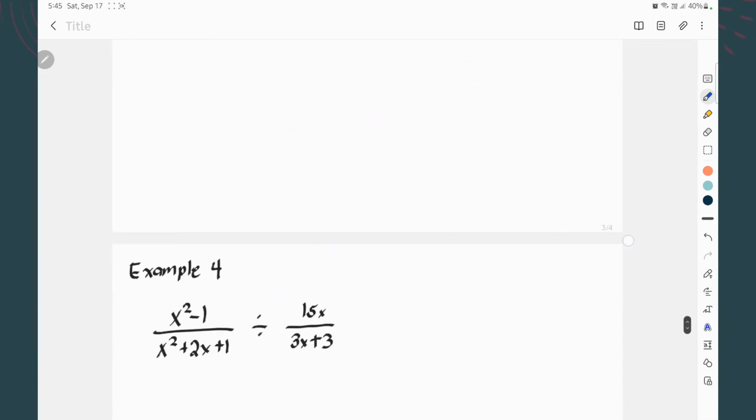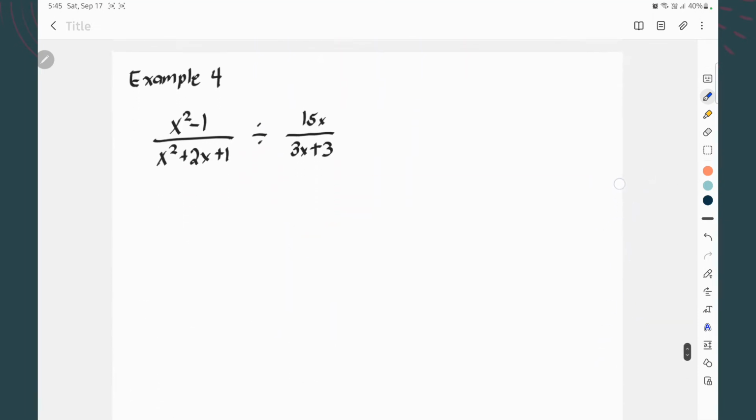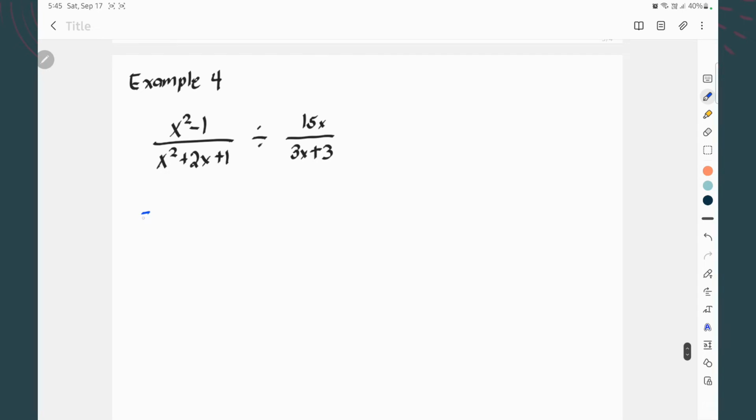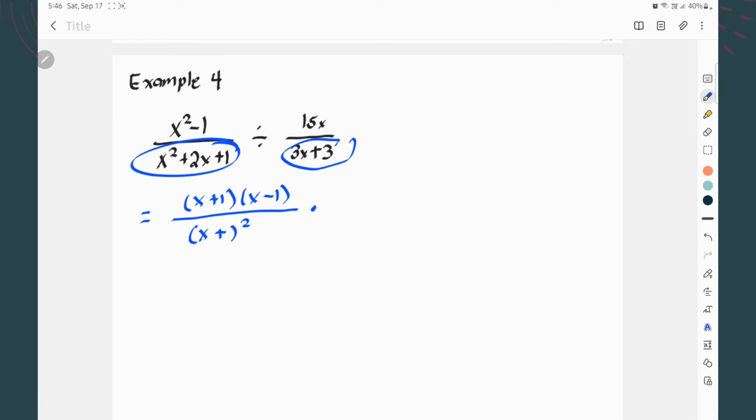Let's go now to the last example. This is a little bit complex. So you get now the x squared minus 1. That's a difference of two squares. So I have now x plus 1, then x minus 1. All over, this is now a perfect square trinomial. So I have now x plus 1 squared, times the reciprocal of this one. So reciprocal, interchange the position. So I have now 3x plus 3 all over 15x.